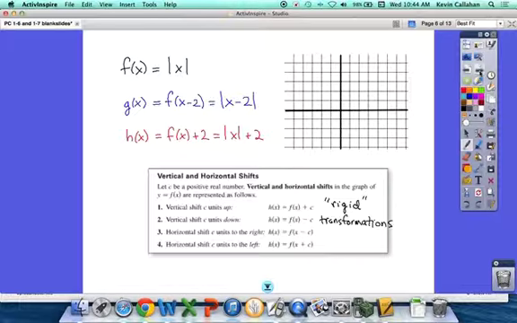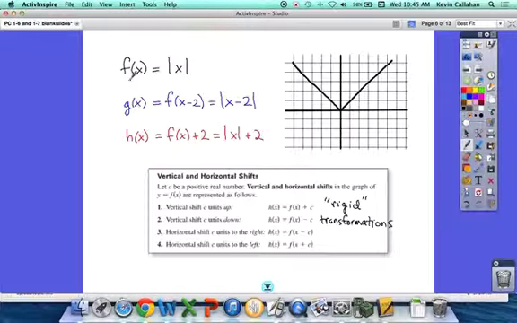We know what the parent function of absolute value looks like, right? I'm going to make it, it's a V. Right, oh, what happened there? Undo. It's a V that looks like this. Something like that. So what we're trying to figure out is what happens to the V when you add or subtract inside the function, right?